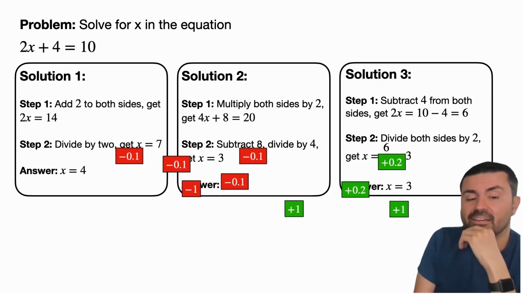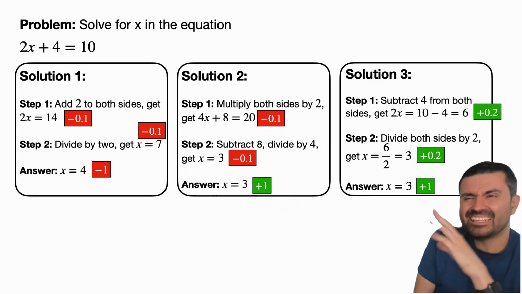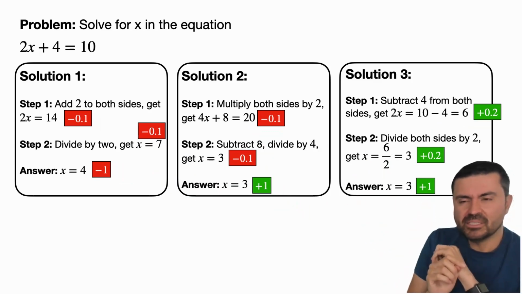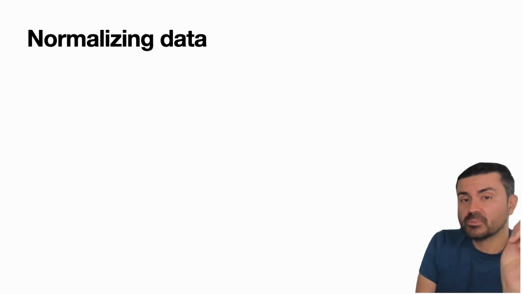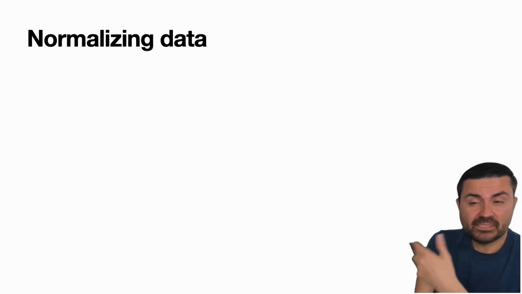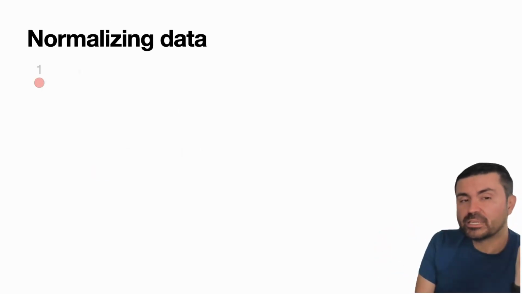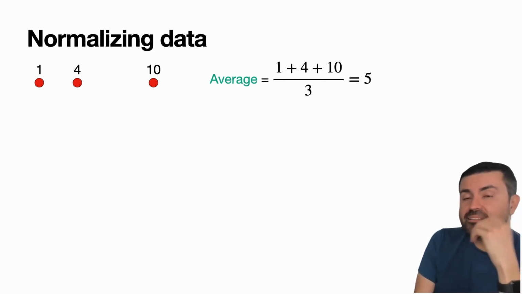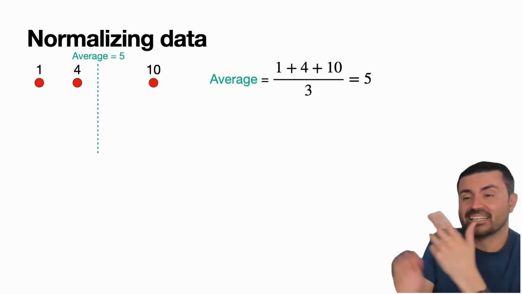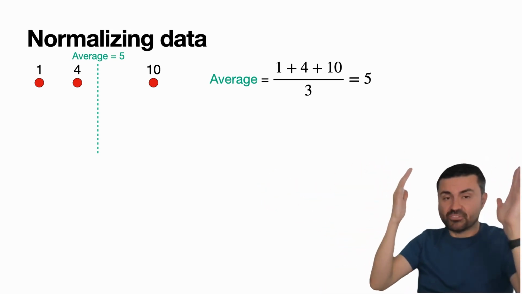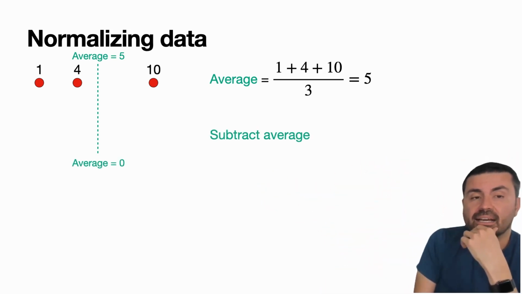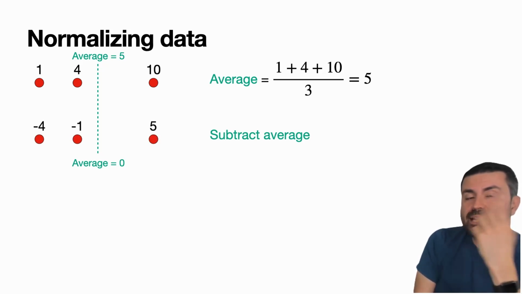So we score every step in here. And then we could probably add them, but we're not going to add them. We're going to first normalize the data. What does normalize the data mean? Let me give you a very, very quick recap. Let's say I have 3 numbers, 1, 4, and 10, and I want to calculate their average. Why? Because the average is the center. Now, I want my data to be centered around 0. So what I do is I subtract 5, the average, from everything, and I get -4, -1, and 5.